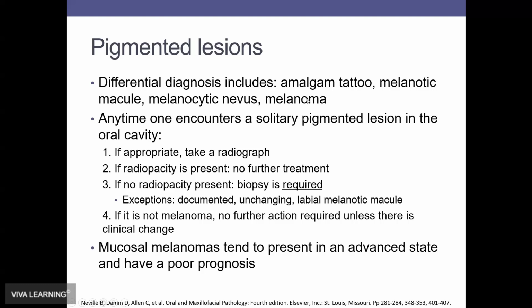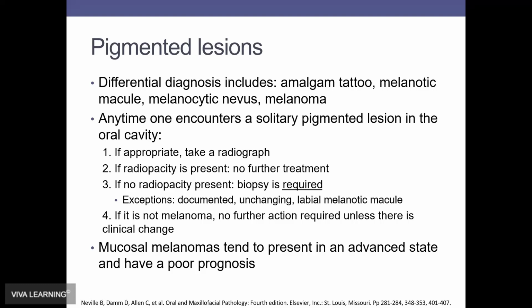Our main differential diagnosis for a pigmented lesion: amalgam tattoo, melanotic macule, melanocytic nevus, and melanoma. So anytime you have a solitary pigmented lesion in the oral cavity, either a person of color or a white person, by the way, I was taught that for white people we have to biopsy, but I recommend a solitary pigmented lesion be biopsied in all patients if there's no amalgam. But anyway, any patient, solitary pigmented lesion, 4 simple steps.